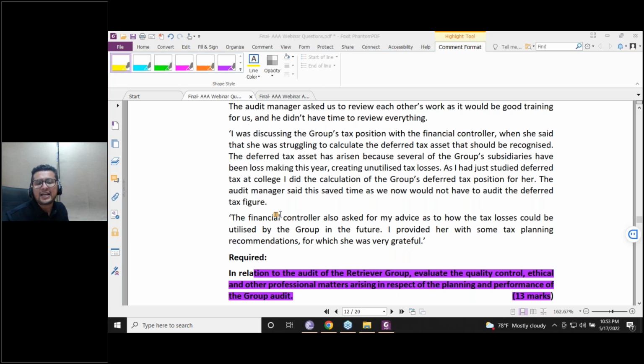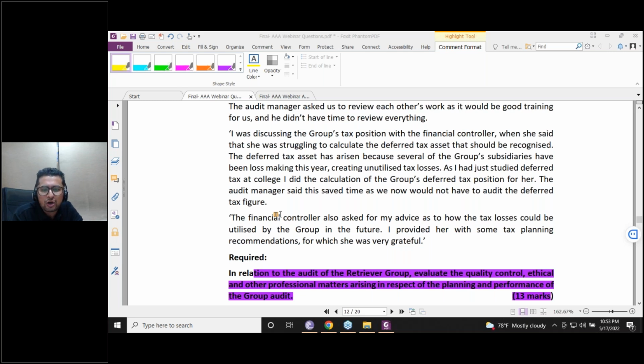The deferred tax asset has a reason because several of the group subsidiaries have been loss making this year, creating unutilized tax losses. As I had just studied deferred tax at college, I did the calculation of the group's deferred tax position for her. This would create self-review threat. This could also lead to advocacy threat. The audit manager said that this saved us time as we now would have to audit the deferred tax figure. Yes, this would lead to self-review threat.